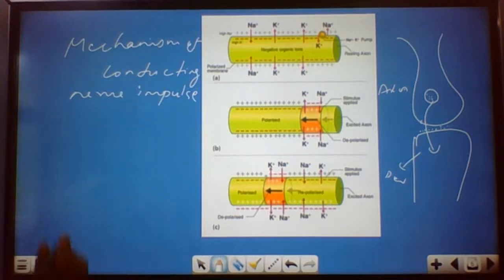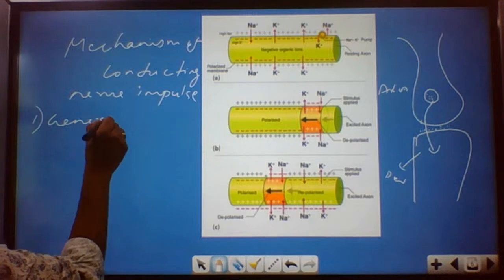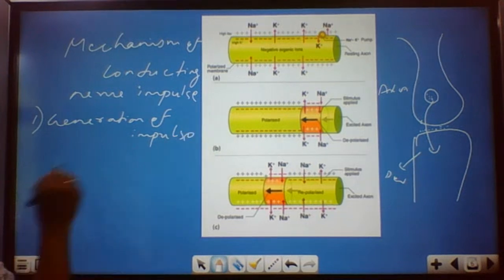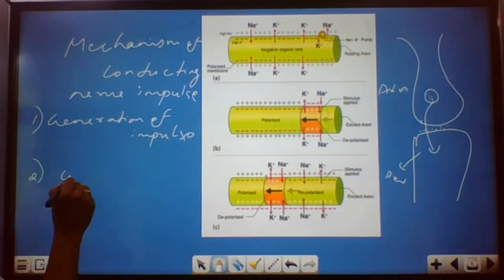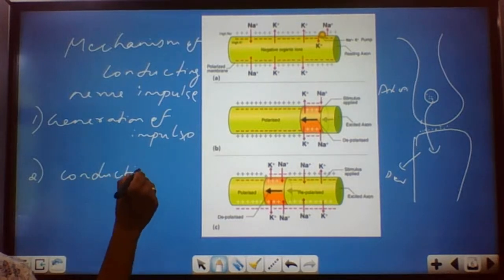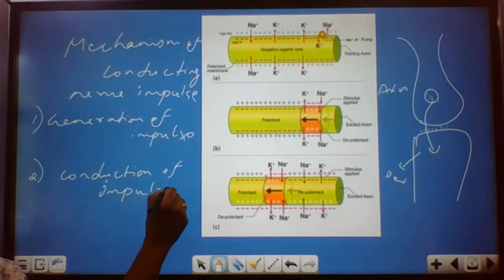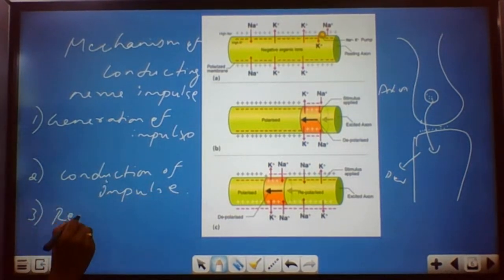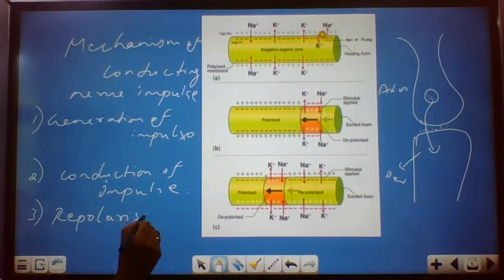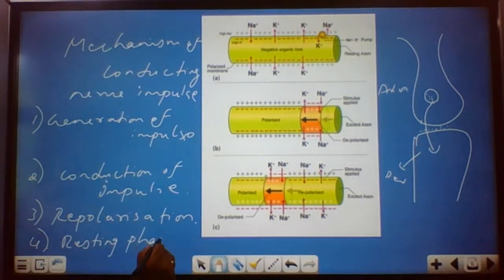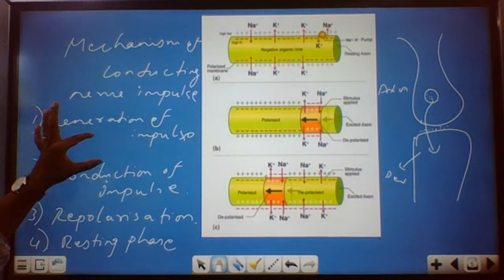First is generation of impulse. The first stage is generation of impulse. The impulse has to be generated. Coming to the second stage, conduction of impulse. The third stage is repolarization. And the fourth one is the resting phase. So these are the four stages that you could see in the mechanism of conducting a nerve impulse. First is generation of the nerve impulse.